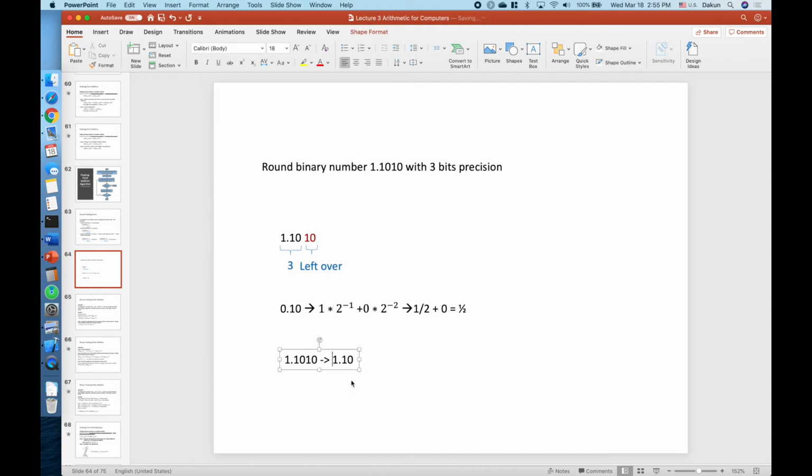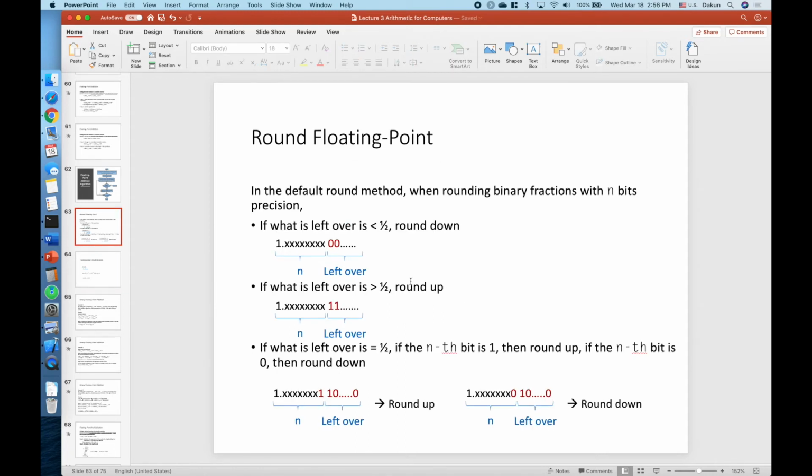Then this number is rounded to 1.10. But if we change the nth bit to 1, then since the nth bit is 1, we should round up. So if we try to round this number, then we get 10.00. So that is the basic procedure to round floating point numbers.